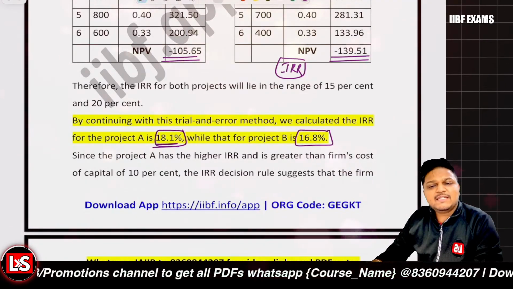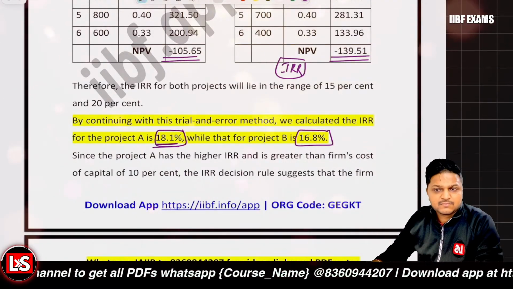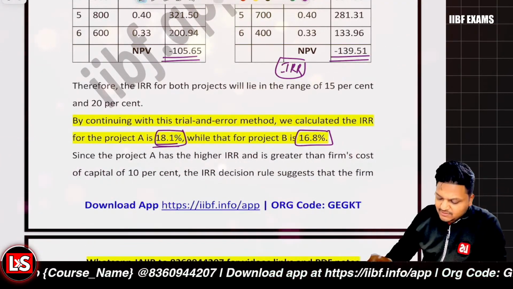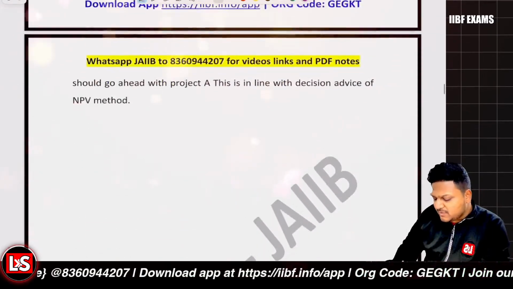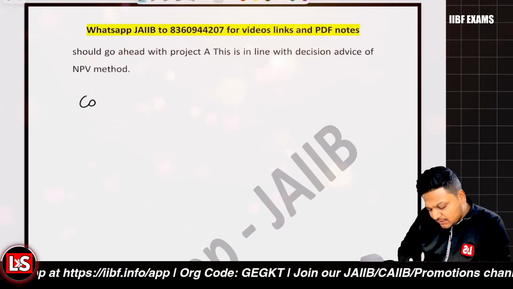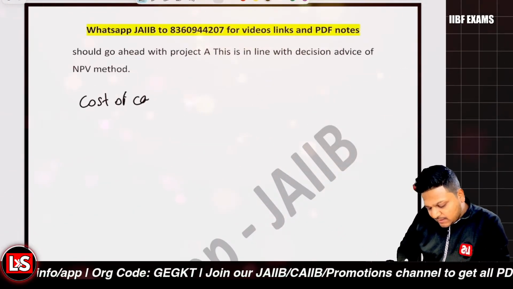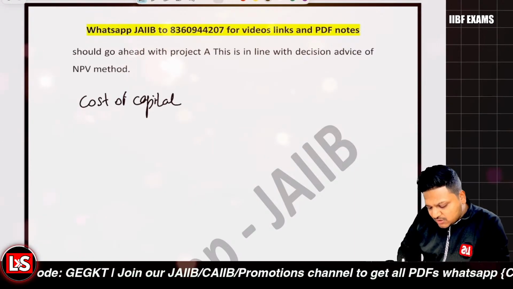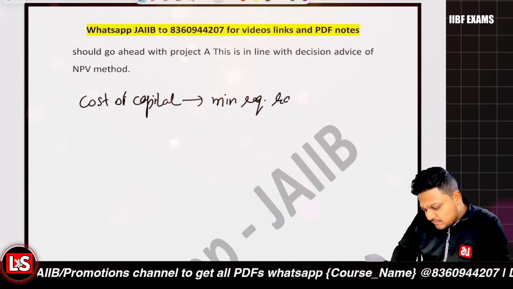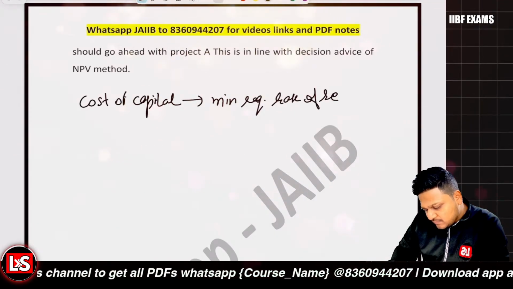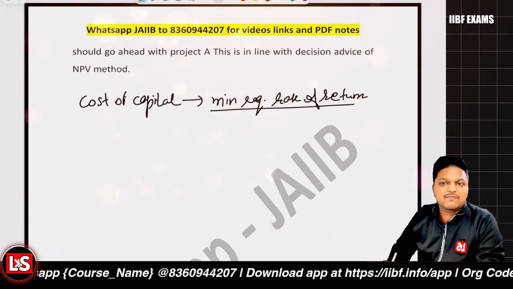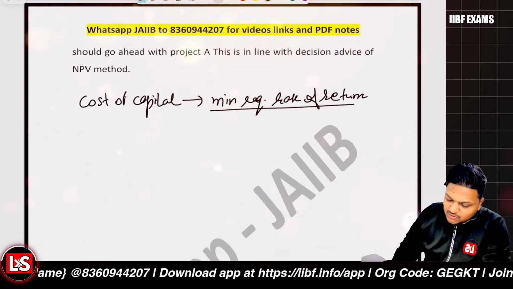Now, because project A has the higher IRR, right? We are considering the cost of capital to be 10%. Cost of capital means what? Here are the different terms we are using. One, it is the cost of capital. And what is cost of capital? The cost of capital is the minimum required rate of return that we are using. Okay, so that's the cost of capital.